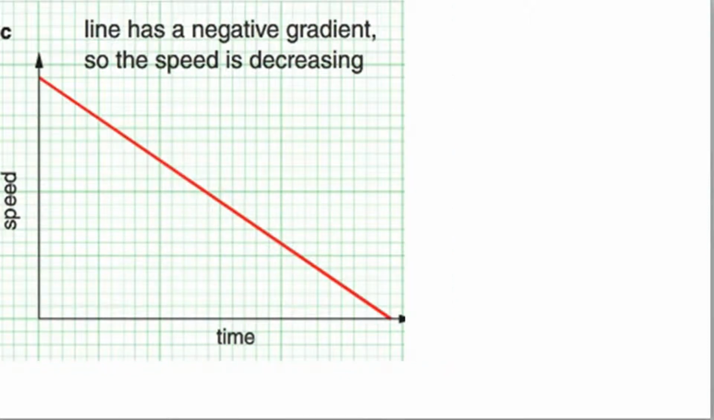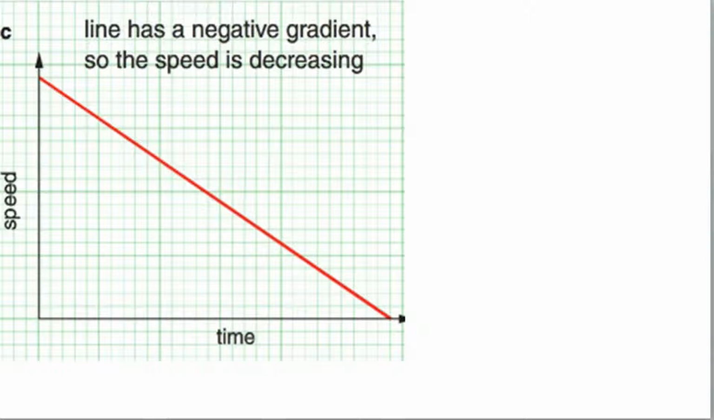We've got a negative correlation here, so the speed is dropping down to zero. We've got a constant deceleration down to zero with time. And that's really it. If you had a curved line, what would that show? Well, a curved line is an increasing gradient, and what that would show is not a constant rate of acceleration but an increasing rate of acceleration.